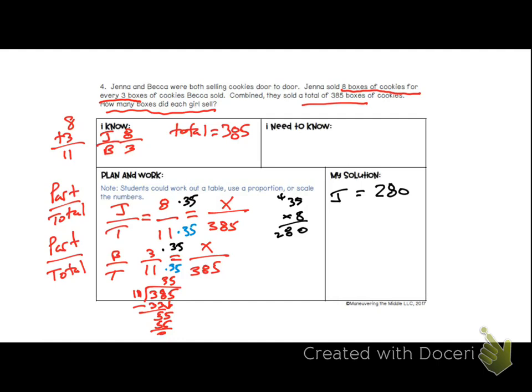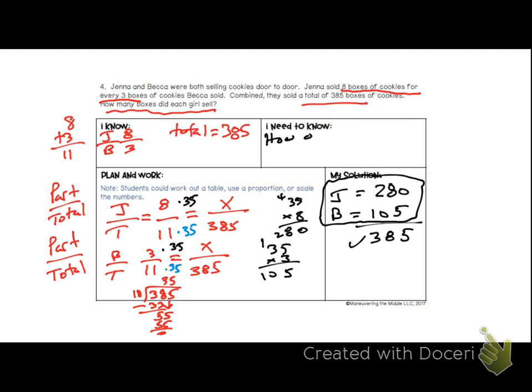And then Becca, we're going to multiply her 3 parts times 35. I get 15, carry a 1, I get 105. So I think Becca sold 105. If I total this up and I get 385, I know I am correct. I am correct. Final answer, Jenna sold 280 and Becca sold 105. I now can answer my question, which was right here. How much did each girl sell? Hope this helps.